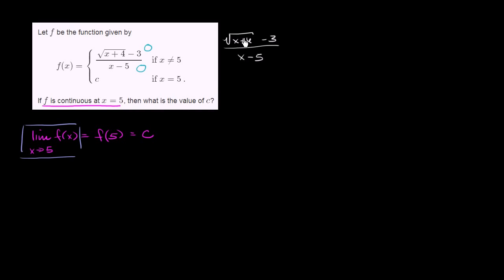And anytime you see a radical plus or minus something else, to get rid of the radical, what you can do is multiply by the radical, or if you have a radical minus 3, you multiply by the radical plus 3. So in this situation, you just multiply the numerator by the square root of x plus 4 plus 3 over the square root of x plus 4 plus 3. We obviously have to multiply the numerator and the denominator by the same thing so that we don't change the value of the expression. If this had a plus 3, then we would do a minus 3 here.